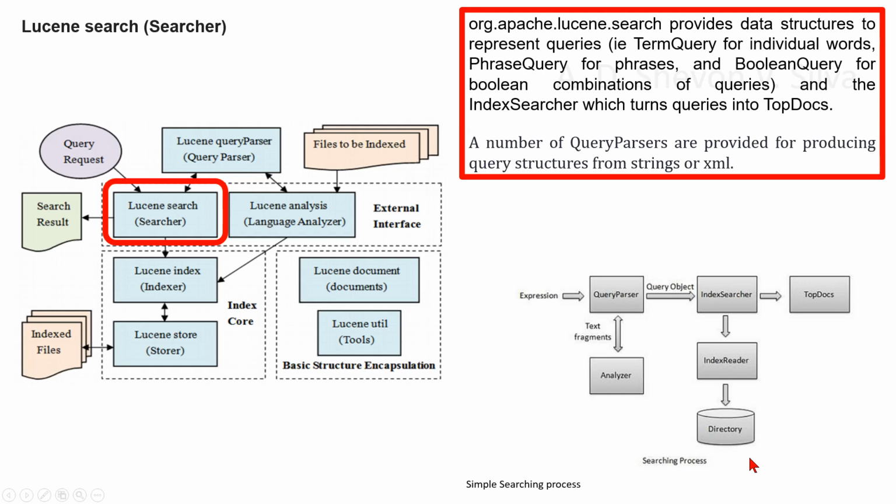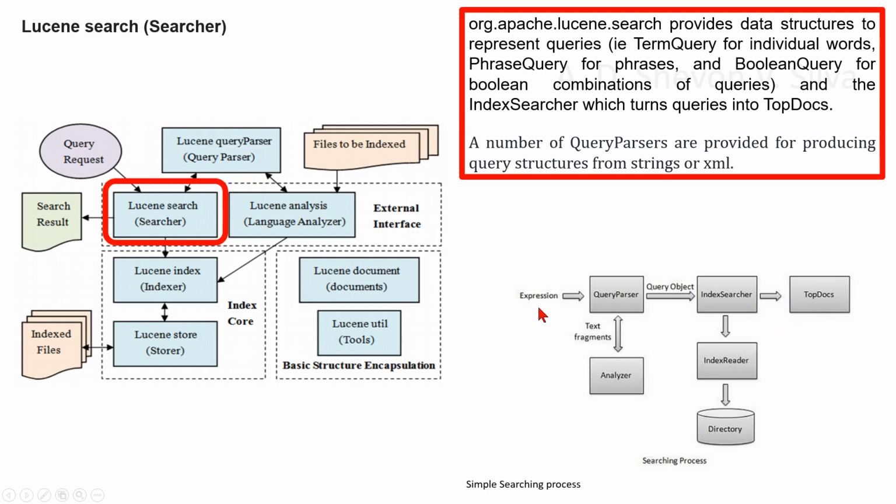Class Directory in package Lucene.store. A directory provides an abstract layer for storing a list of files. A directory contains only files, no subfolder hierarchy. A class TopDocs in org.apache.lucene.search represents hits returned by IndexSearcher.search(Query, int).